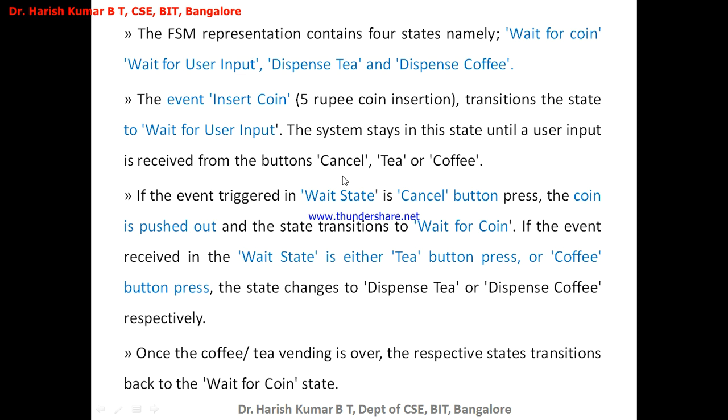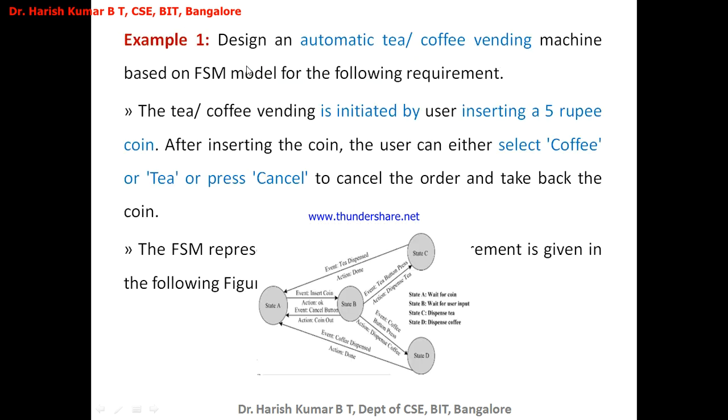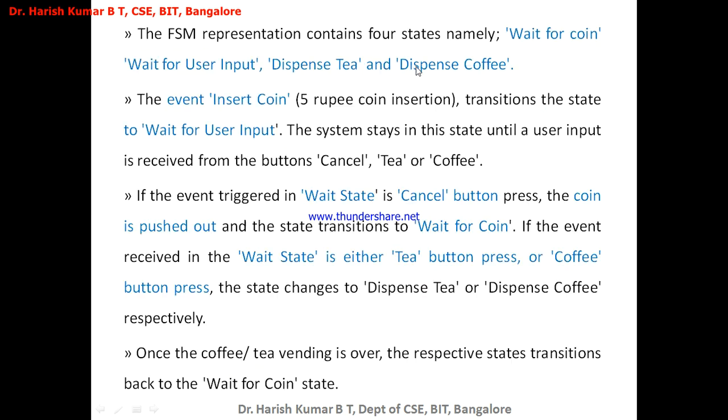Now again, this is the explanation for this finite state machine model, that is an automatic tea or coffee vending machine. Here, wait for coin is one state, wait for user input is another state, dispense tea is another state, dispense coffee is another state. So the user inserts the 5 rupee coin, so there is a transition from the insert coin state to the wait for user input state.